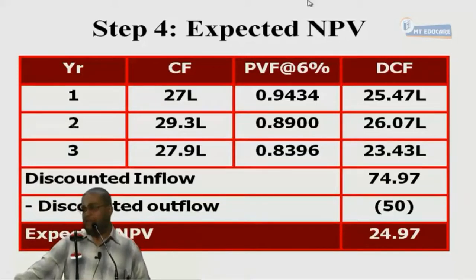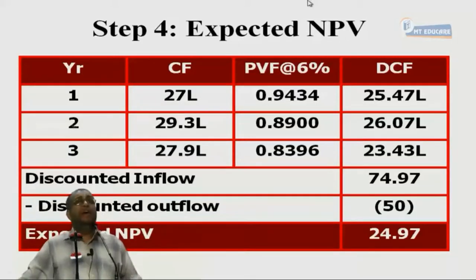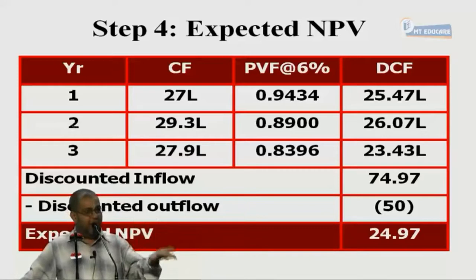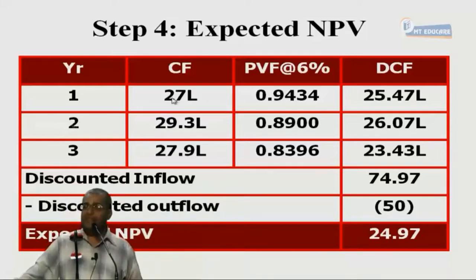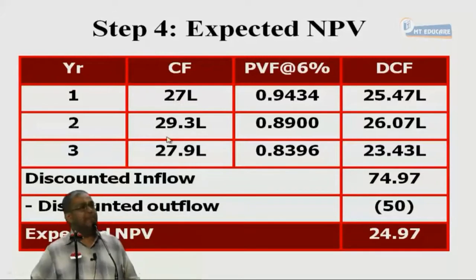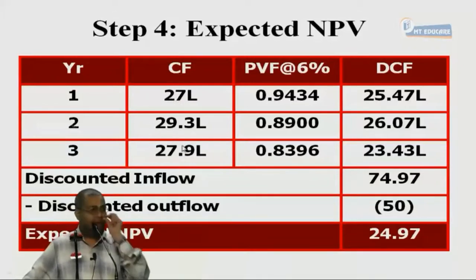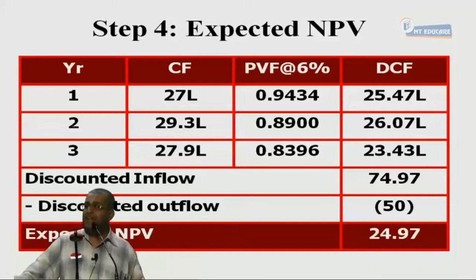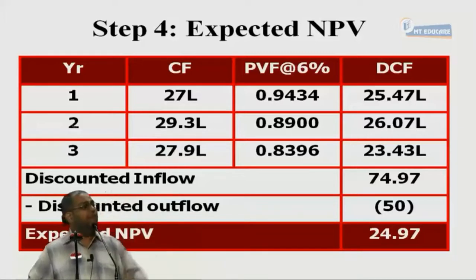Can I proceed further? Now, write down the next step. Next step what I am going to do is: standard deviation of 27 lakhs. Next step, standard deviation of 29.3 lakhs. Next step, standard deviation of 27.9 lakhs. And the next step is what? Standard deviation of the net present value. Do you have full clarity or not? It's a very important concept, very regularly asked in the exams. Can I proceed or not?